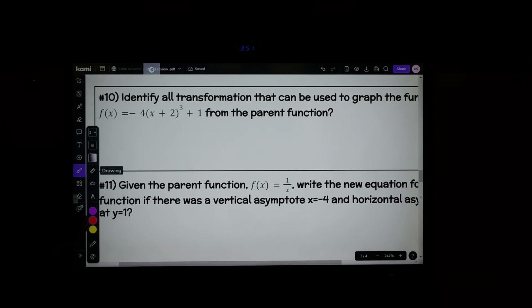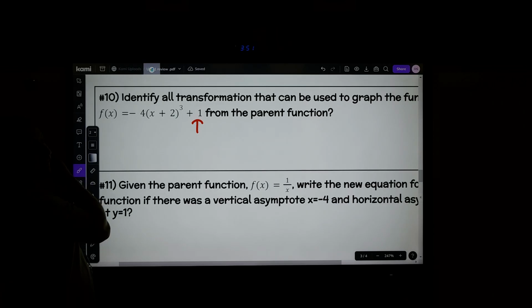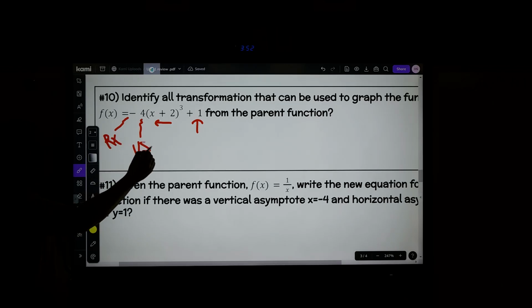Here, let's kind of work together. What does this +1 do? Up 1. Yeah, up or down, but it sends positive up. And then the +2? Left. What about that 4 right there? The negative does. Vertical stretch. A reflection over the x, but this one is a vertical stretch. So you got to think of the negative separate from the number, right? The negative is a reflection on the x, but the 4.